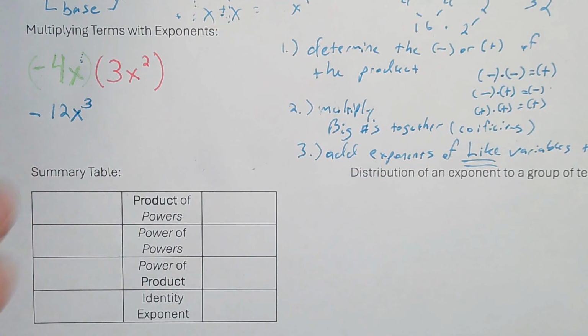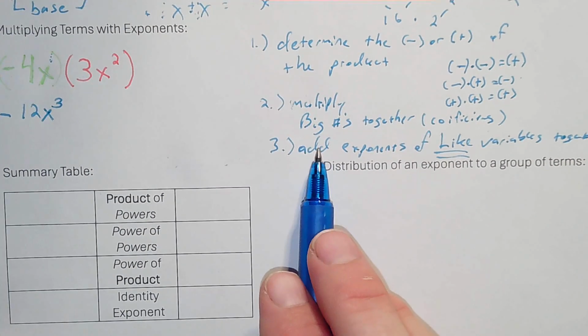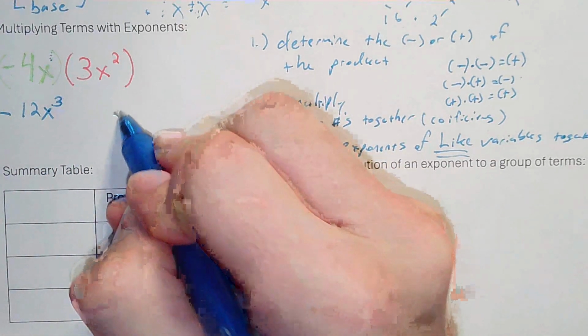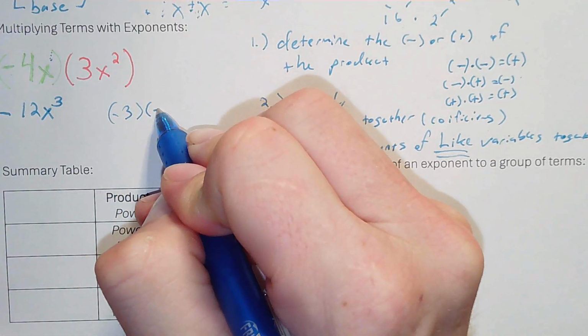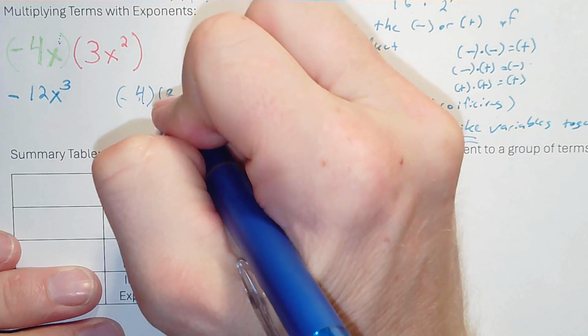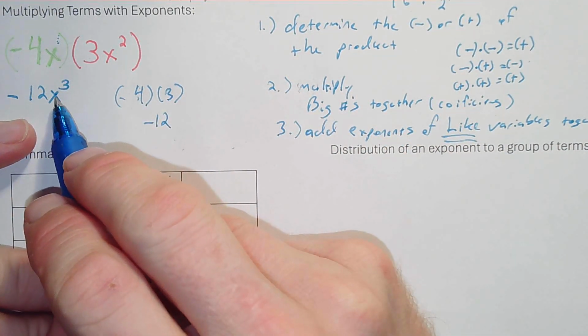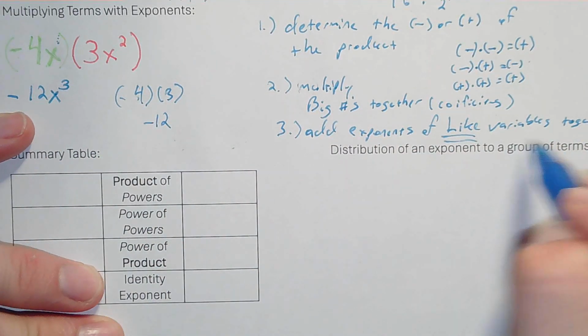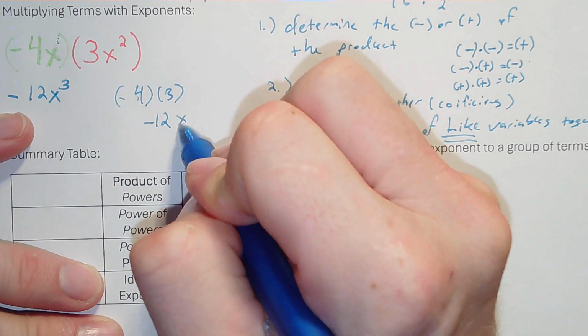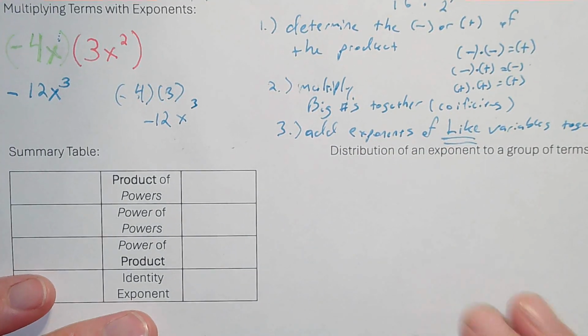That is how I multiply those terms together. The most important thing to remember here is that it's just like multiplying negative 4 times 3, which would be negative 12, but you're tacking on this x, so you have to add the exponents, making it x to the third. That's the only difference.